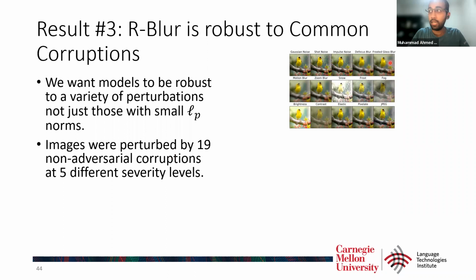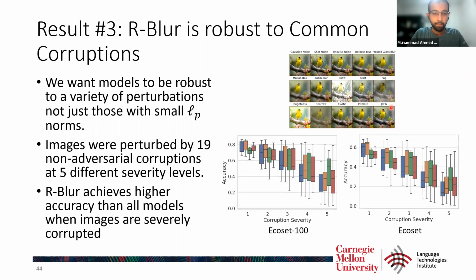Some of them are illustrated over here: noise, blurring, different weather effects, compression artifacts, etc. And we applied these corruptions at 5 different severity levels. And so again, the blue box corresponds to the vanilla ResNet. The orange one corresponds to R-warp, that's the fisheye model from prior work. Green corresponds to R-blur, and red corresponds to adversarial training.